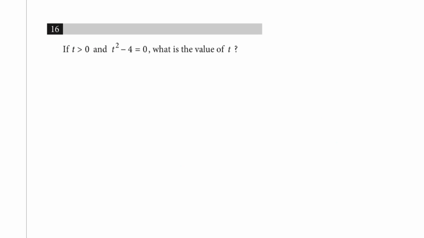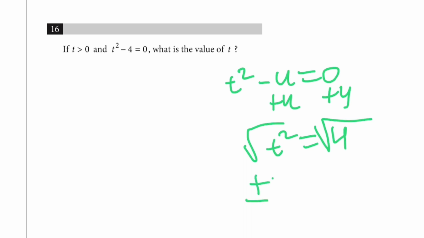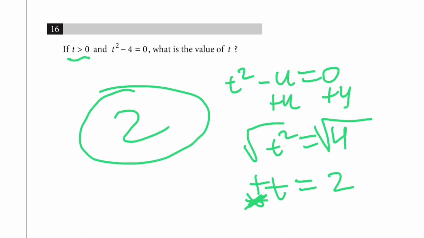This question is pretty straightforward. We just have to find the value of t. So we'll just start off by taking what's given to us, adding 4 to both sides, and we'll get that t squared is equal to 4. Then we can just square root both sides. We'll get that plus or minus t is equal to 2. But we really don't need that plus or minus because we know that our t value is only going to be positive. So we can get rid of that minus there, and we just know that positive t is equal to 2. So your answer is 2.